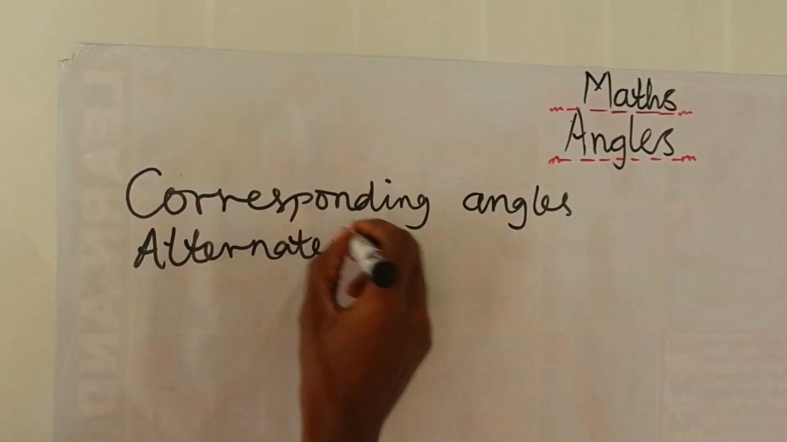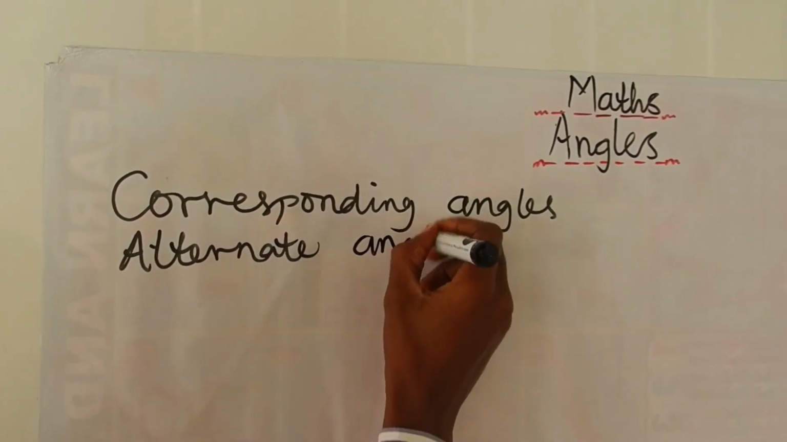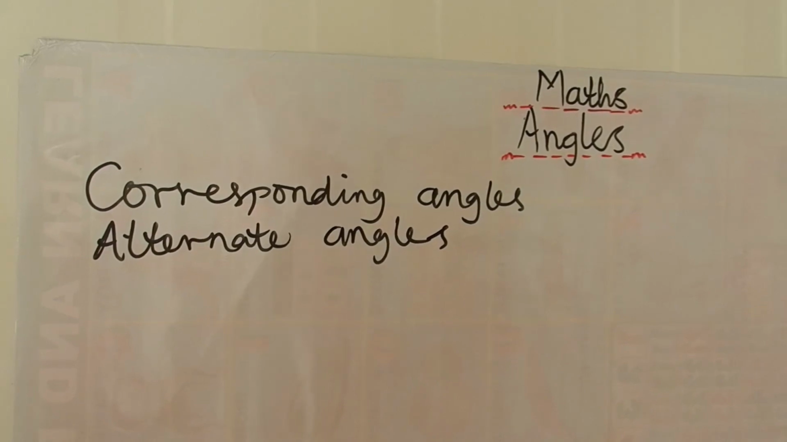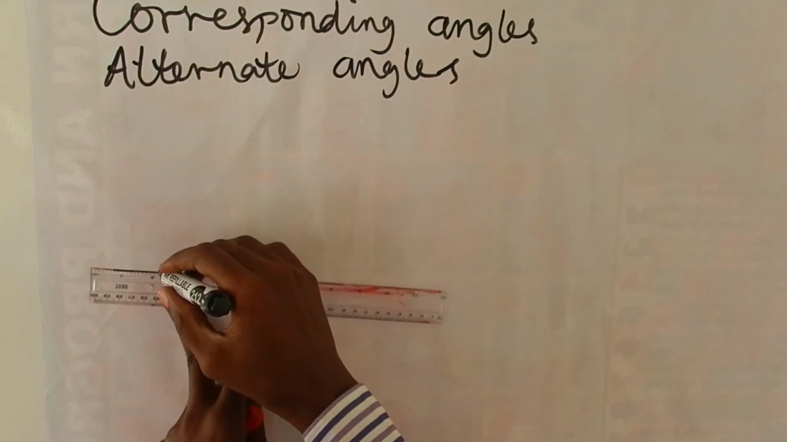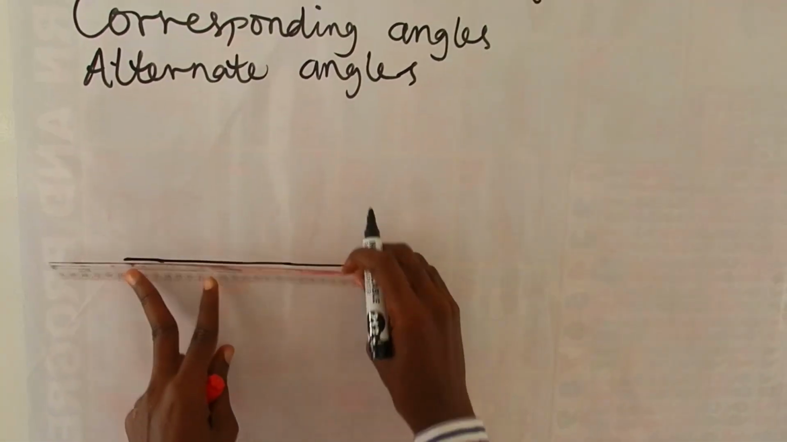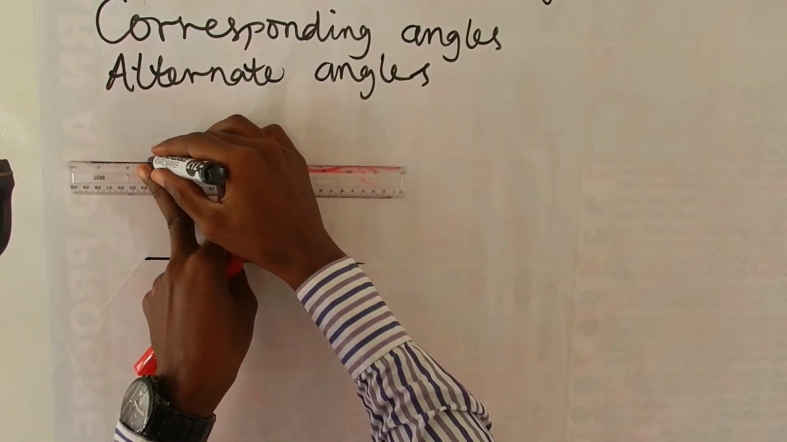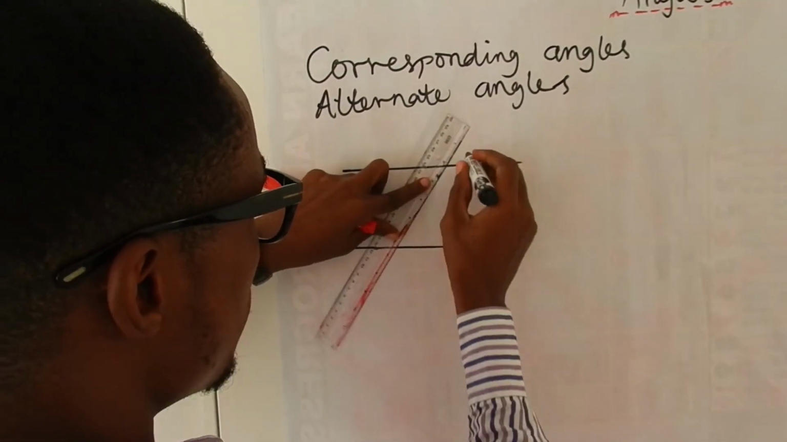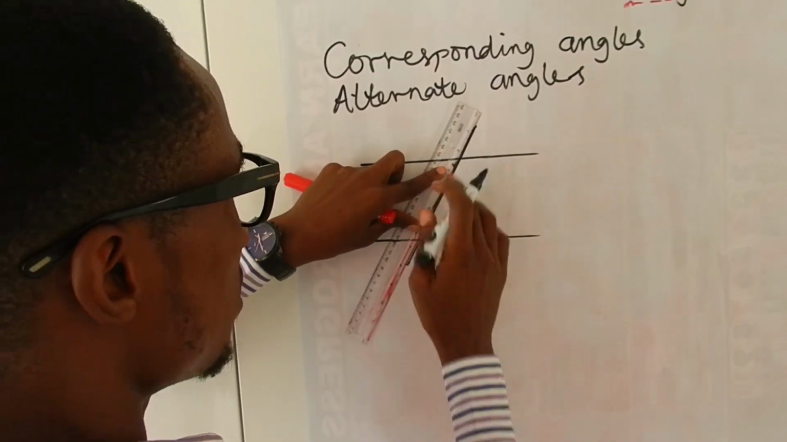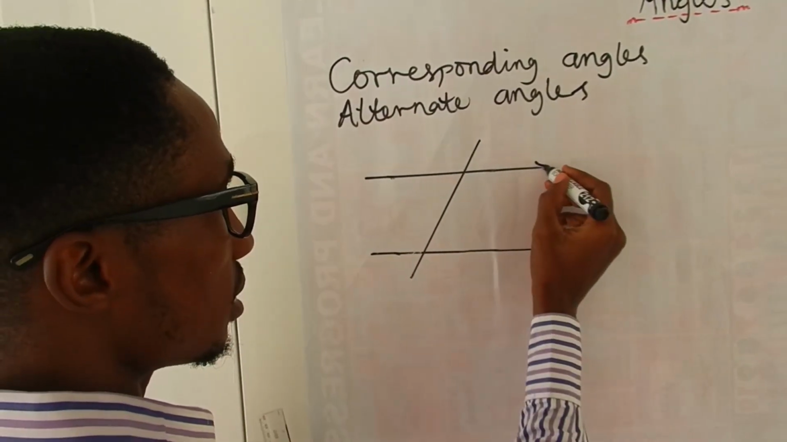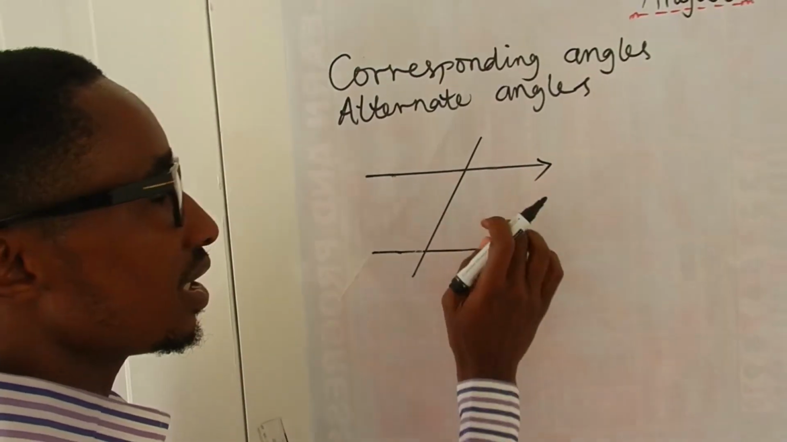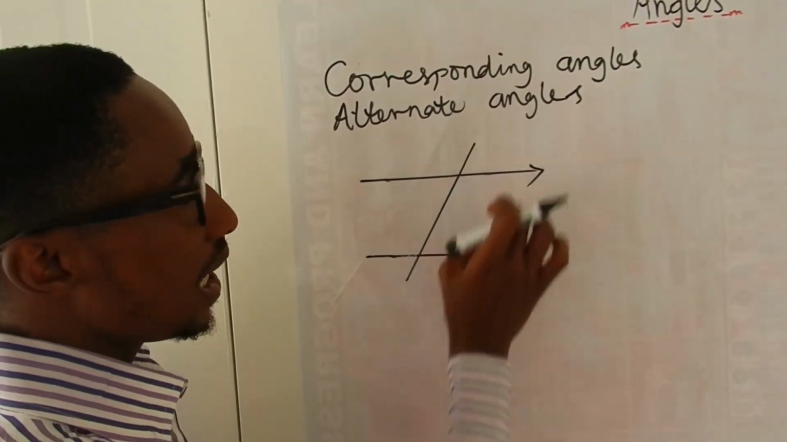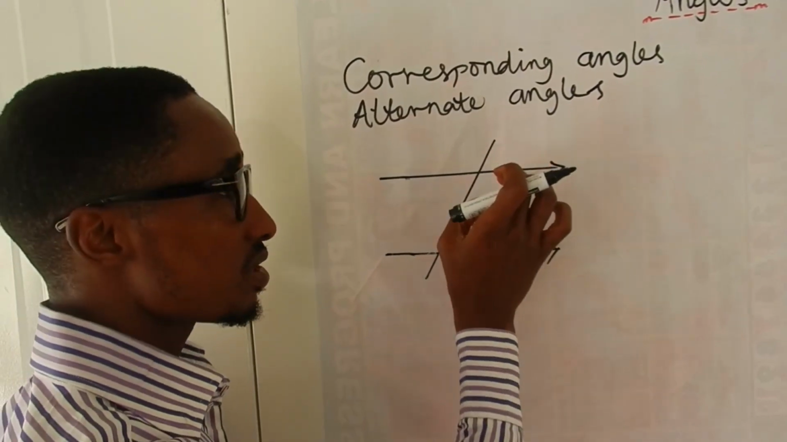What do we mean when we say an angle is alternate? And what do we mean when we say an angle is corresponding? When you have two parallel lines like this being crossed by a transversal. This is a transversal. So these are two parallel lines, okay? And these two lines are being crossed by a transversal.